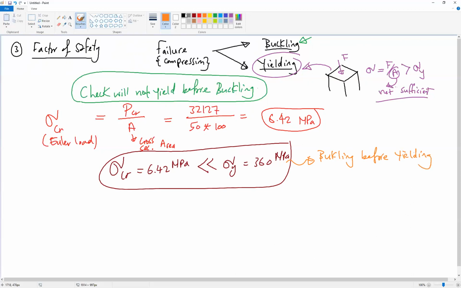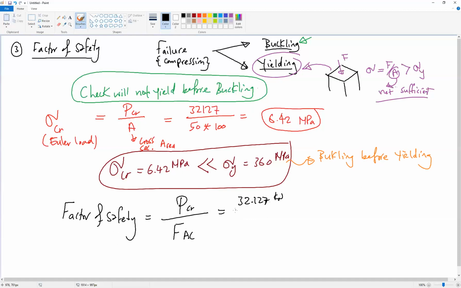Okay. So now we can find the factor of safety, which will be the critical load P critical divided by the applied load. We found that P critical is 32.127 kilonewton, divided by 25.98 kilonewton as well. This gives us a factor of safety of 1.23. So do you think the buckling will happen in this problem?